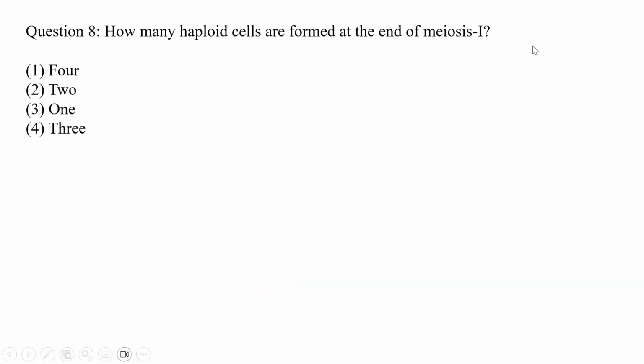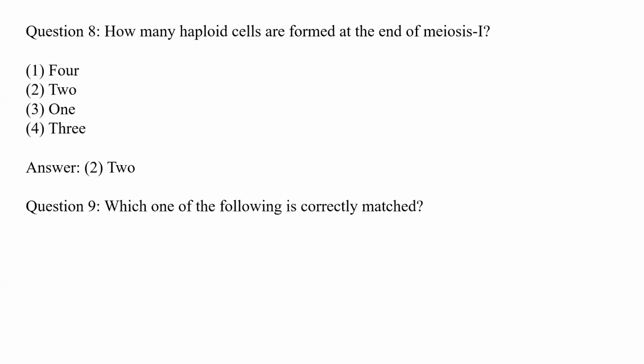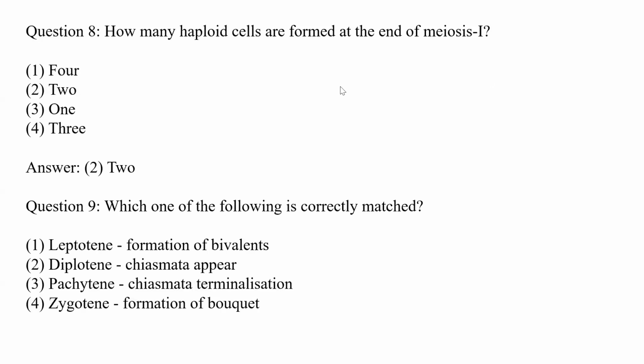How many haploid cells are formed at the end of meiosis 1? Only 2 cells are formed, and if it is asked about meiosis 2, it will be 4 haploid cells. The last question is, which of the following is correctly matched? In the leptotene, there is a formation of bivalents. In the diplotene, chiasmata appear. In the pachytene, chiasmata terminalization, or in zygotene, the formation of bouquet. So the correct answer is diplotene, where the chiasmata appear, and this chiasmata is the result of the crossover of the non-sister chromatids of the homologous chromosomes.